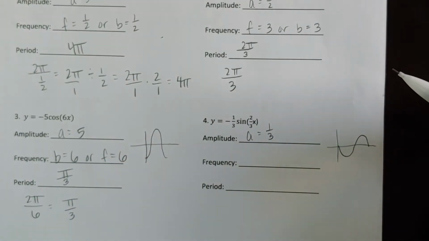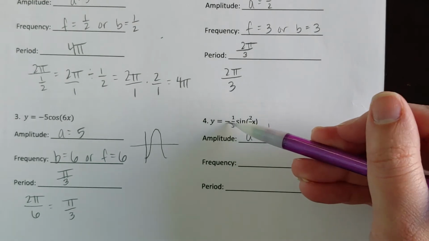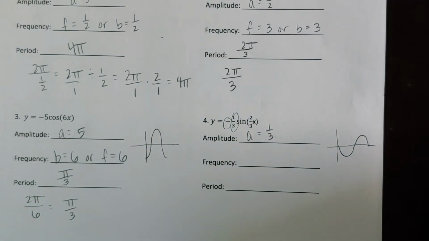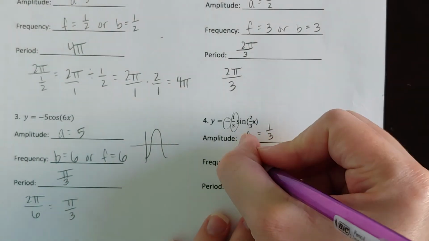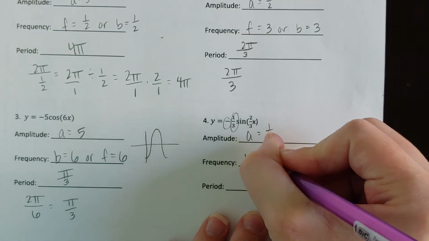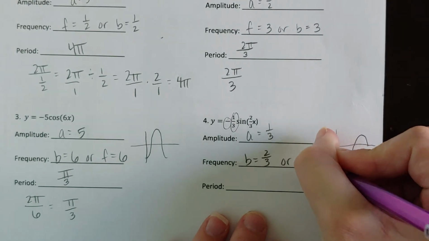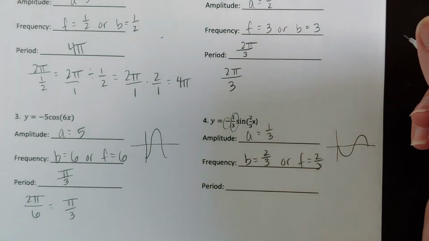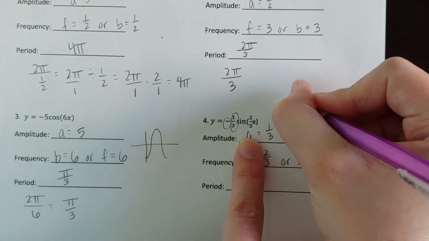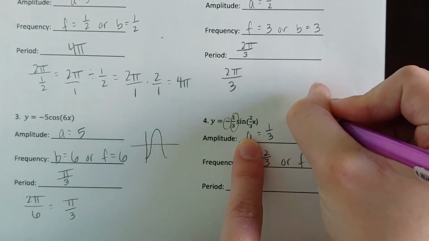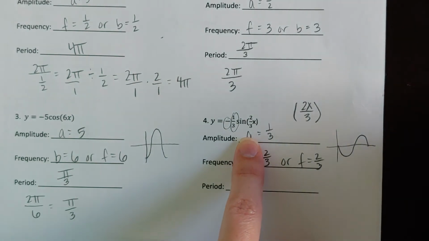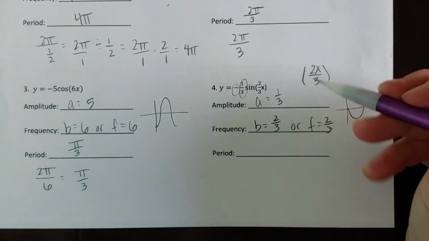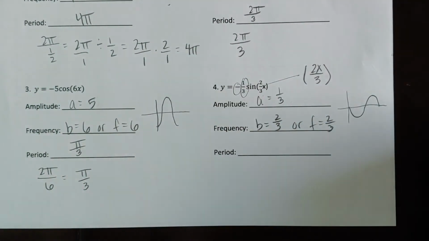Your amplitude is always positive. These are two different things. We have the negative and we have the 1/3. They don't go together. The frequency is the 2/3. So b equals 2/3 or f equals 2/3. Please remember we talked about this on your last homework in that Zoom meeting, but sometimes they'll write this as 2x over 3 instead of writing 2/3 and then x. So you just make sure you understand that these mean the same thing.